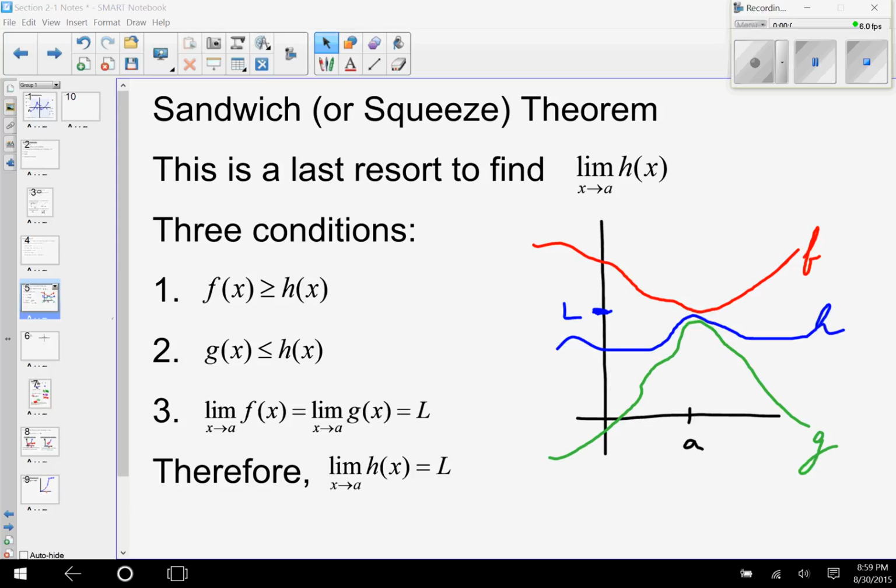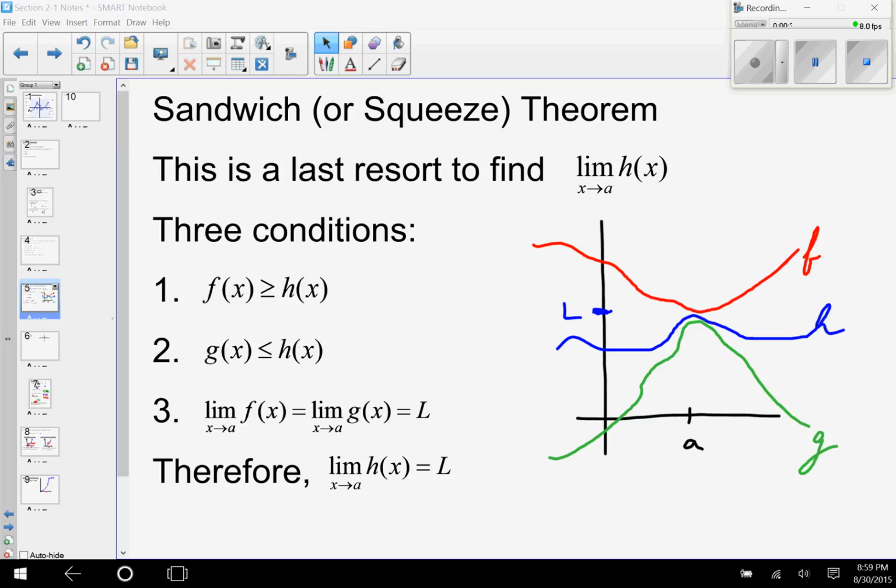I mentioned in class the sandwich theorem, or sometimes known as the squeeze theorem. This is really a last resort for finding a limit. And really, where this comes in is say you found a limit graphically, but you're having trouble with confirming it algebraically. The sandwich theorem is a way to provide that confirmation algebraically.